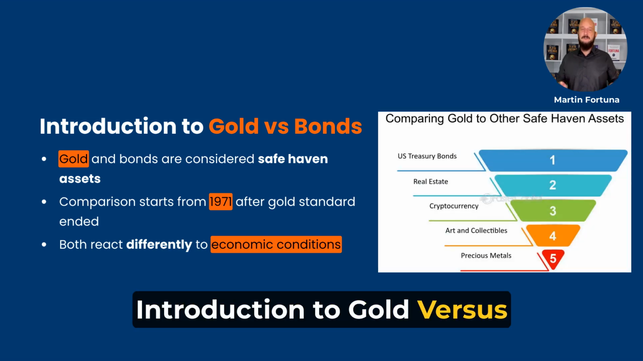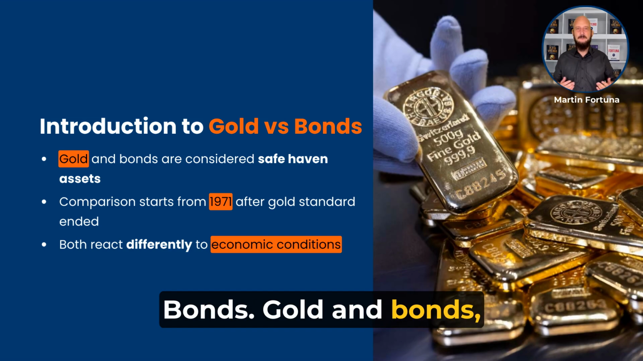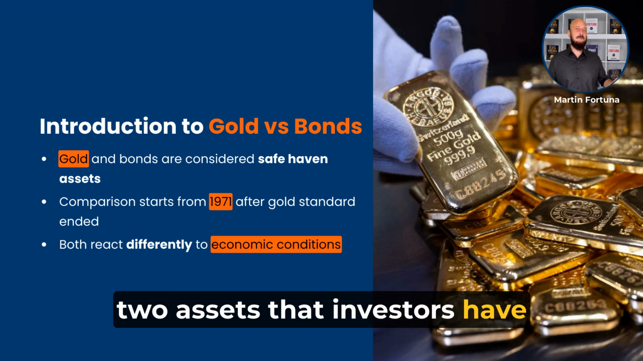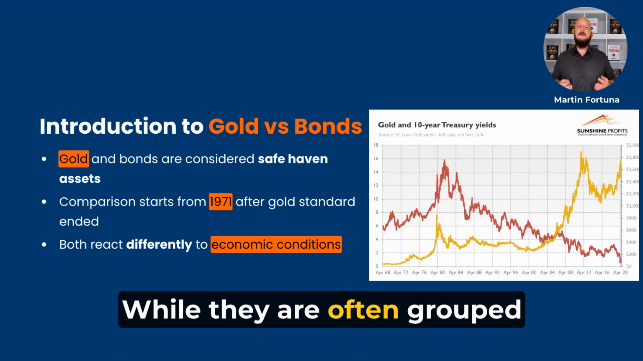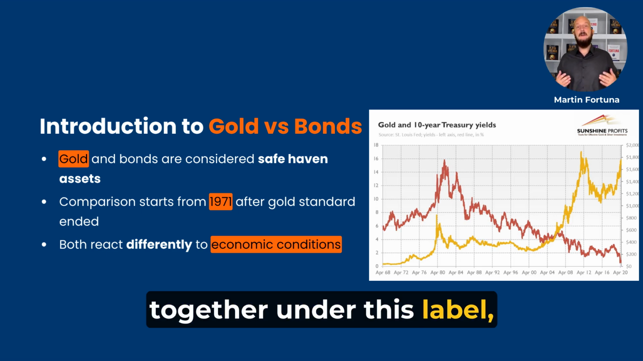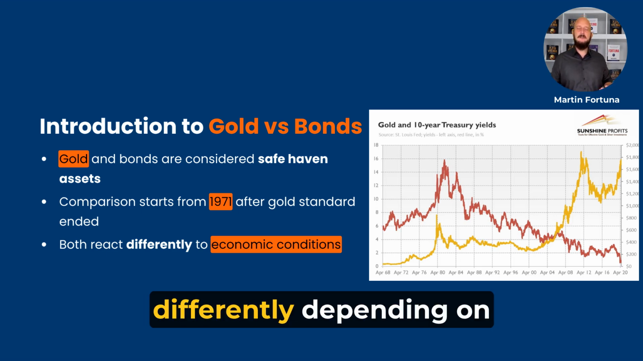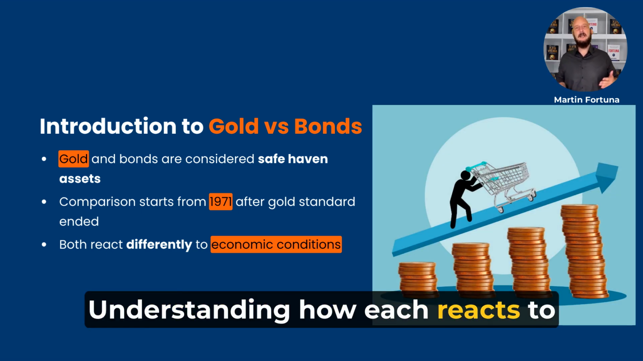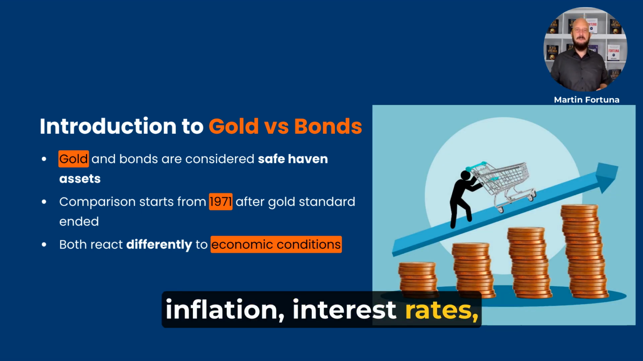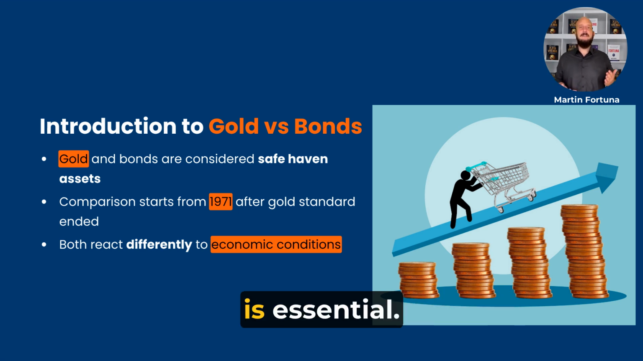Introduction to gold versus bonds. Gold and bonds. Two assets that investors have long considered safe havens during uncertain times. While they are often grouped together under this label, they actually behave very differently depending on economic conditions. Understanding how each reacts to inflation, interest rates, and broader market changes is essential.